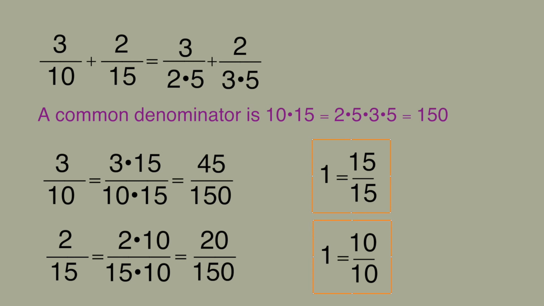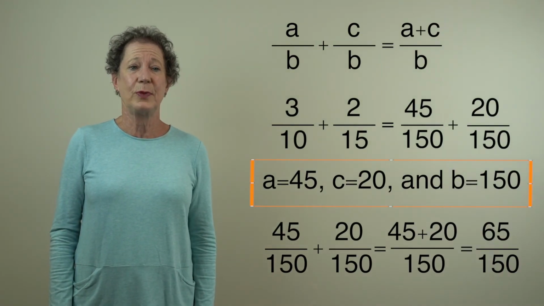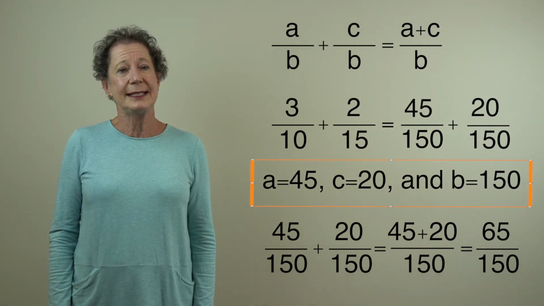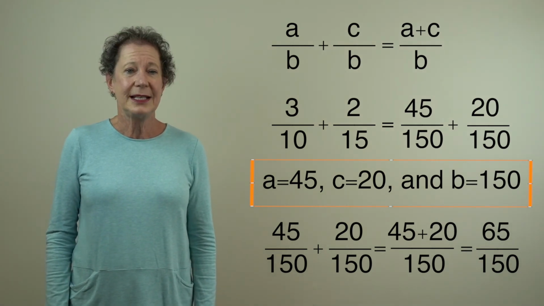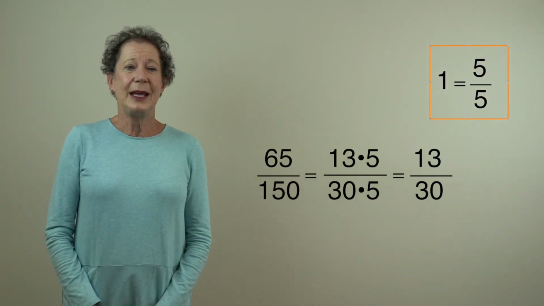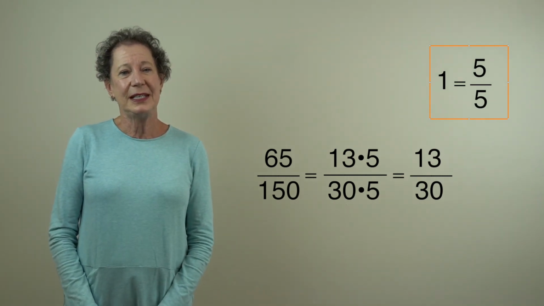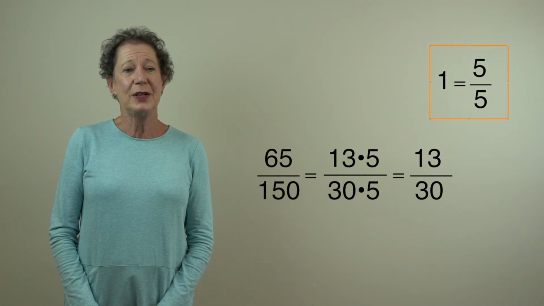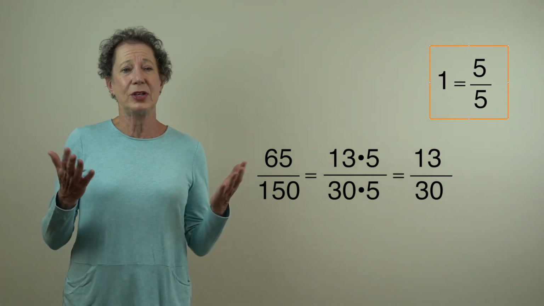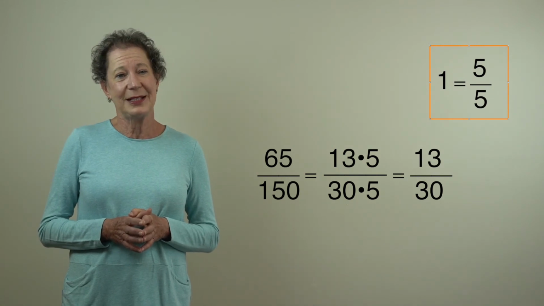We have a common denominator of 150, so we can add. The sum is 65 over 150, which is not in reduced form. Now we have to reduce this sum. I will factor to do this. There's a magic 1 in the form of 5/5 here. Since 5/5 equals 1, and 1 times any number equals that number, 65 over 150 is equivalent to 13 over 30. We get the same answer no matter what denominator we use to add, since our arithmetic was correct.